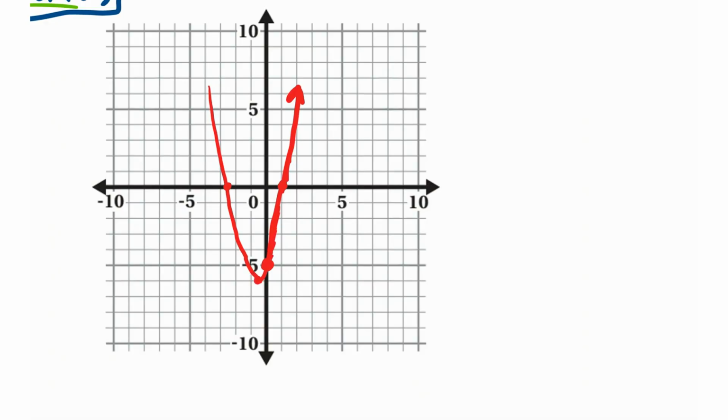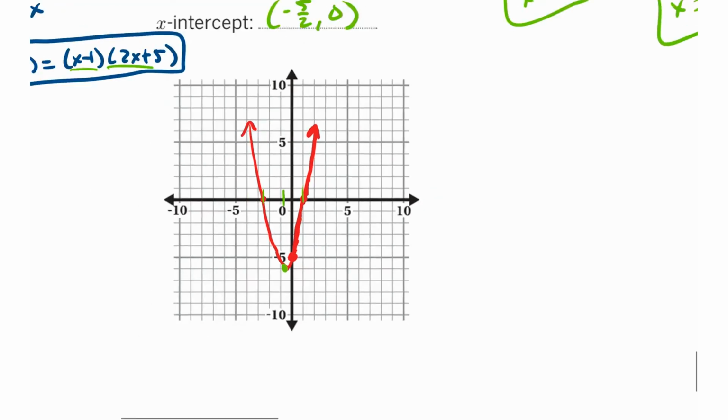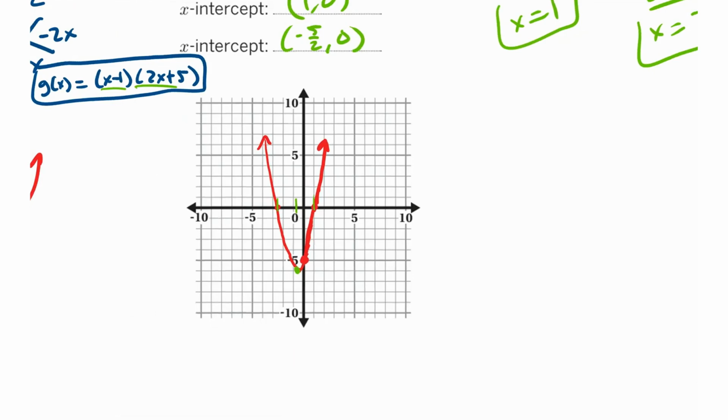And again, I know that my vertex is going to be halfway between my two x-intercepts. And so again, I just estimated where it might be to give myself a sketch. So it's not perfect, but it gives us the general shape of it. And it uses those 3 points that we know for sure are correct. So there's my lazy sketch of a parabola.